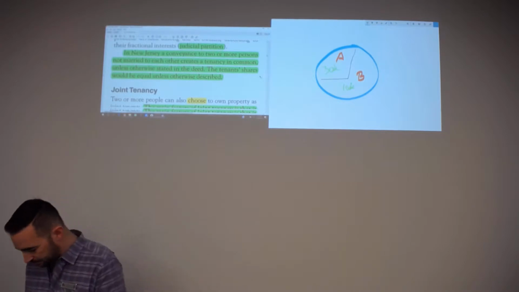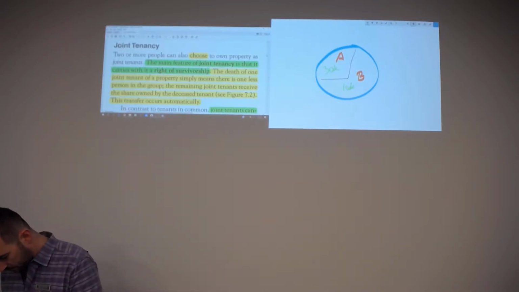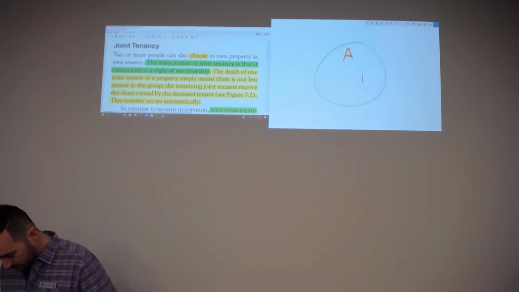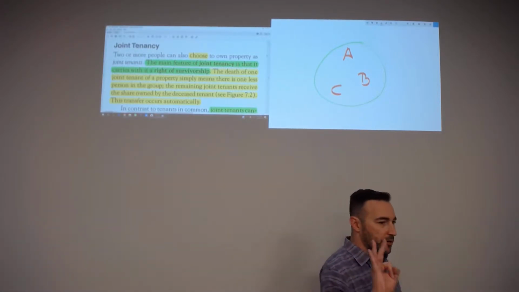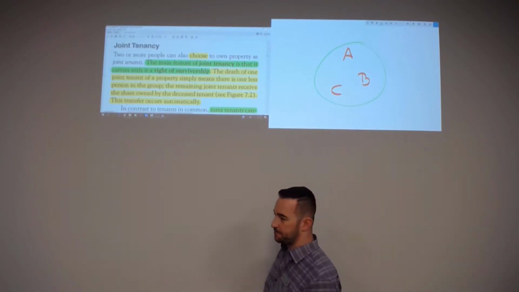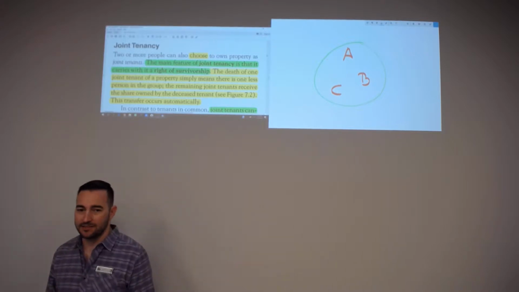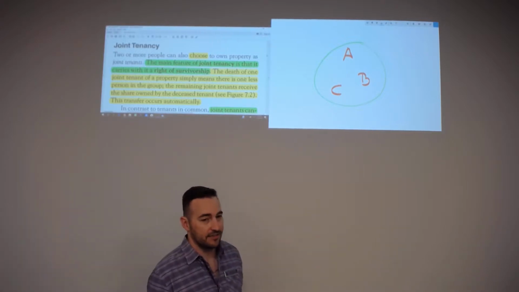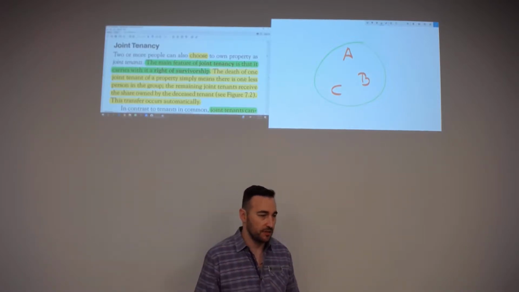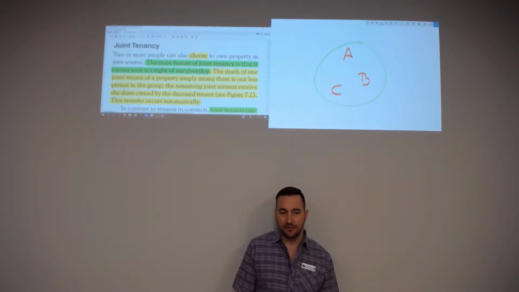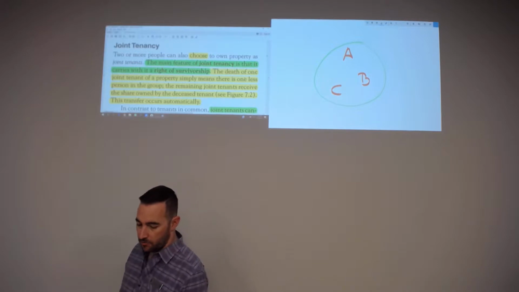Next, we have joint tenancy. Okay. Joint tenancy. There are 3 people inside that circle. 3 people own the property. JT is different than a tick. If you guys see, is it divided? No. The shares are equal. So you've got to remember, ticks, shares could be unequal. In JTs, the shares must be equal.